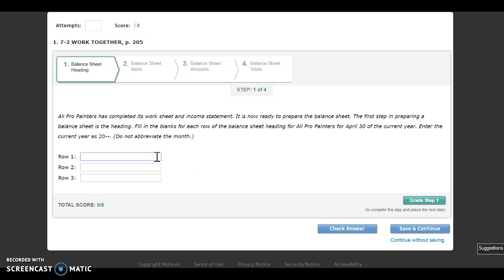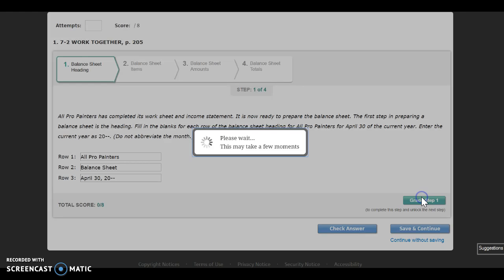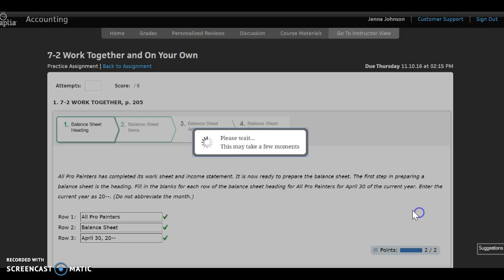So we're going to answer 3 questions: who, what, and when. All Pro Painters is our who. Our what, we are creating a balance sheet. Remember, our when is just the specific date. So April 30th, 20 -. I'm going to go ahead and say grade step 1. Next step.